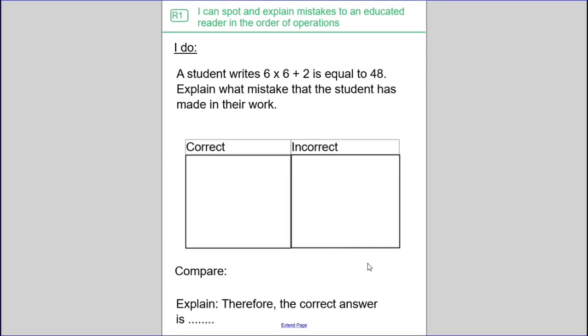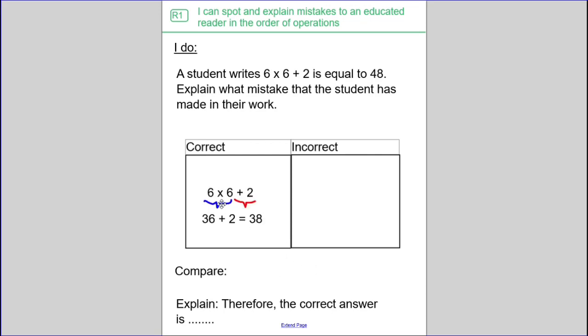A student writes 6 times 6 add 2 is equal to 48. Explain what mistake the student has made in their work. Now remember, when we're answering reasoning questions, we must follow the CICE procedure. So correct, incorrect, compare and explain.